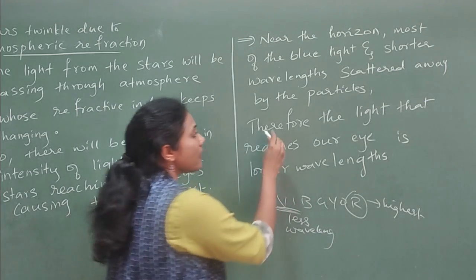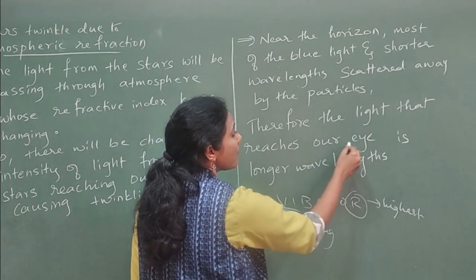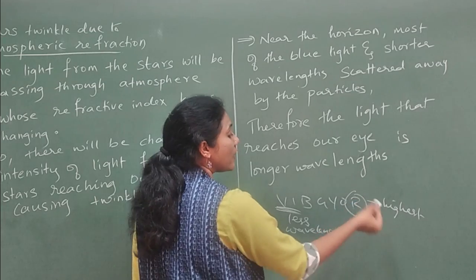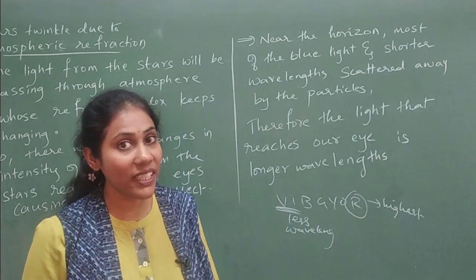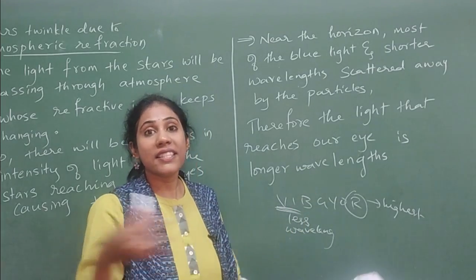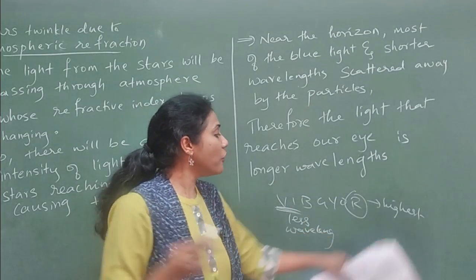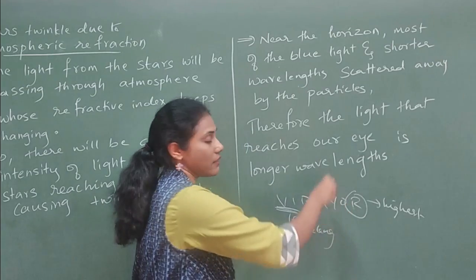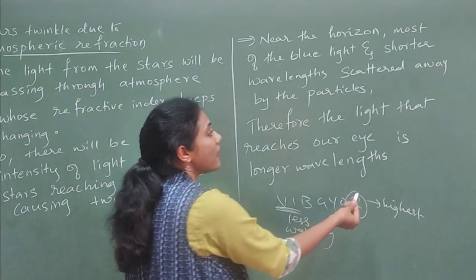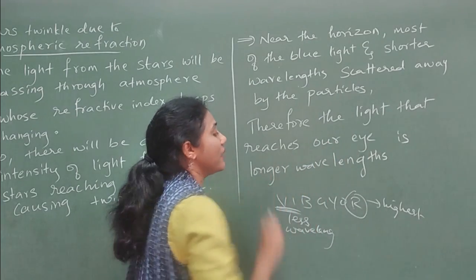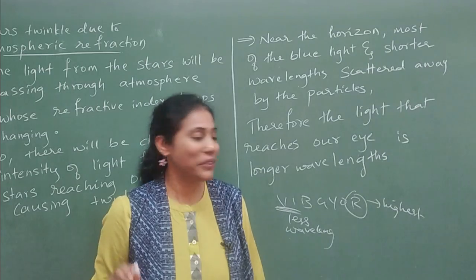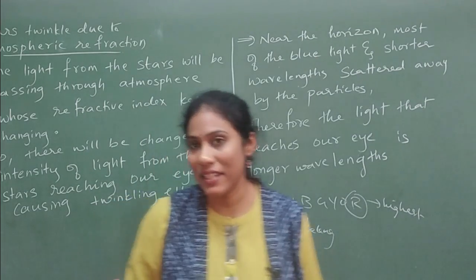So what happens is the light that reaches our eye is of longer wavelength. So the light which has a longer wavelength will reach our eye. Blue color and all other shorter wavelengths get scattered by the particles. So now the only left out radiation from white light is the longer wavelength, like orange radiation, red radiation. So these wavelengths will reach our eye. That is why the sky appears red during sunset and sunrise. Okay, so that is all about the answer.